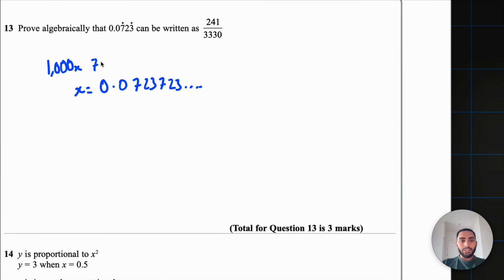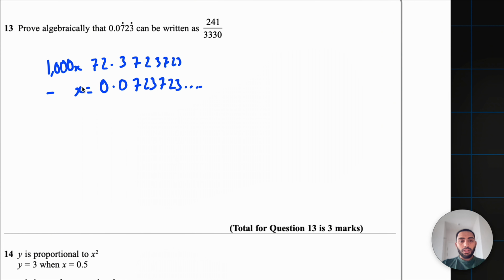So I've got 72.3723, and you can see that these line up with each other. That's what you're aiming for. If they don't line up with each other, that means you've done something wrong. So 7 take away 7 will give you 0, and 2 take away 2 will give you 0. That's what you're aiming for.